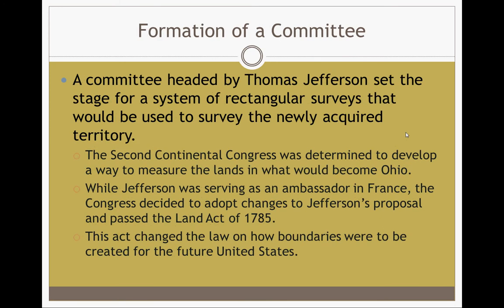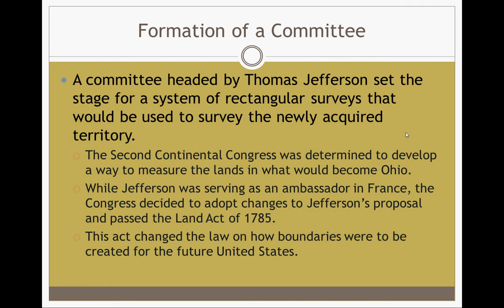And so what the Second Continental Congress, this is of course before we had a president, decided to do is they set up a committee in 1784 headed by Thomas Jefferson to set the stage for a system of rectangular surveys that would be used to survey the newly acquired territory. The Second Continental Congress was determined to develop this way to measure the lands in what would later become Ohio. They called it the Northwest Territory.